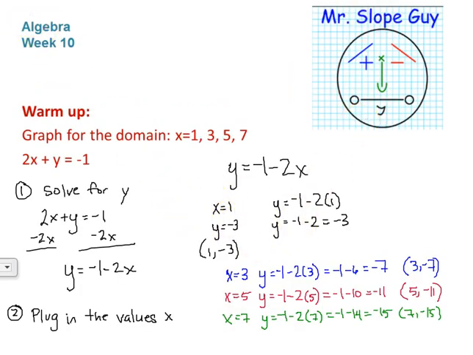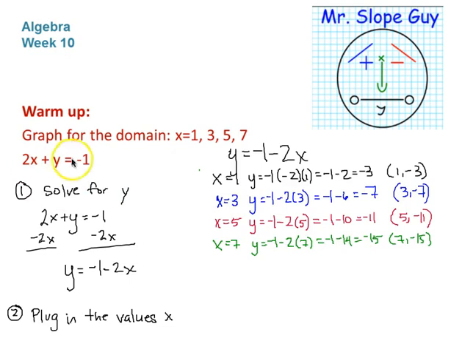Hold on a second here. All right, I just moved everything up here so that I can graph. So remember, here's our original equation when we solve for y. There's our y. So when x equals 1, we got negative 3. When x equals 3, we got negative 7, and so forth. So here's all of our points.